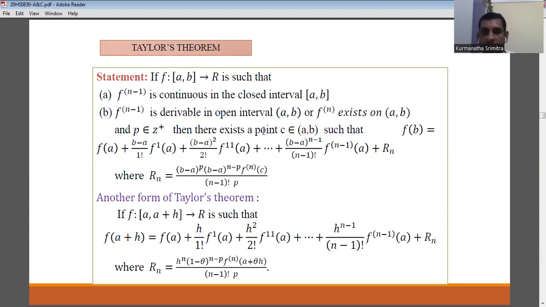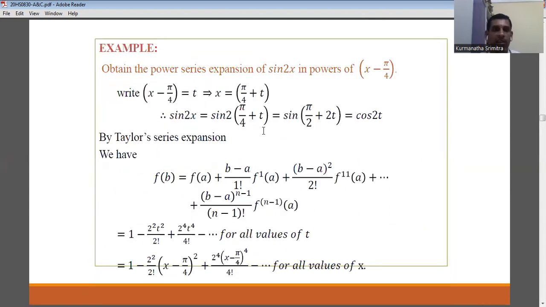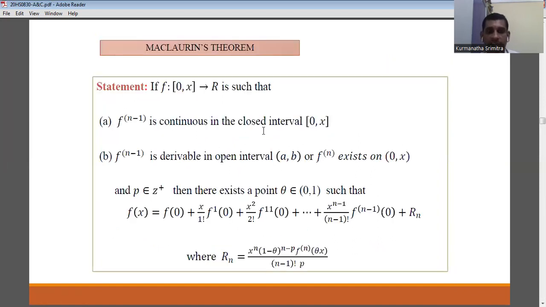Here Rn is called the remainder. The remainder is (b minus a) whole power p times (b minus a) whole power n minus p into the nth derivative of f at c, divided by (n minus 1) factorial into p. This remainder is called Schlömilch-Roche's form of remainder. And another one is Maclaurin's theorem. We can say that Maclaurin's theorem is a particular case of Taylor's theorem.